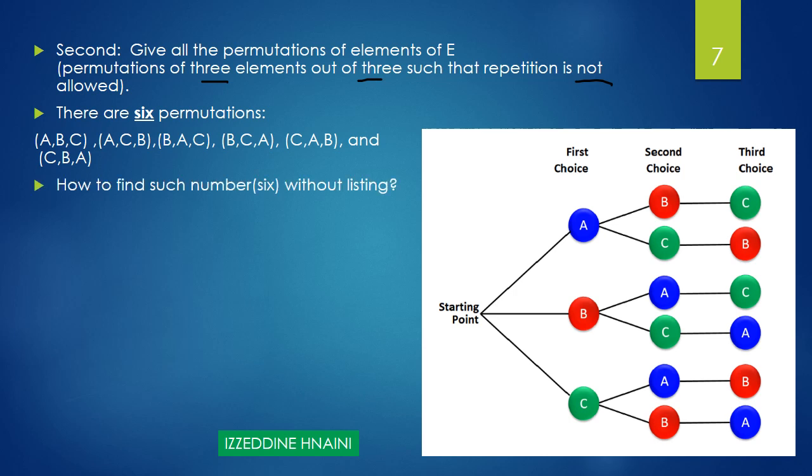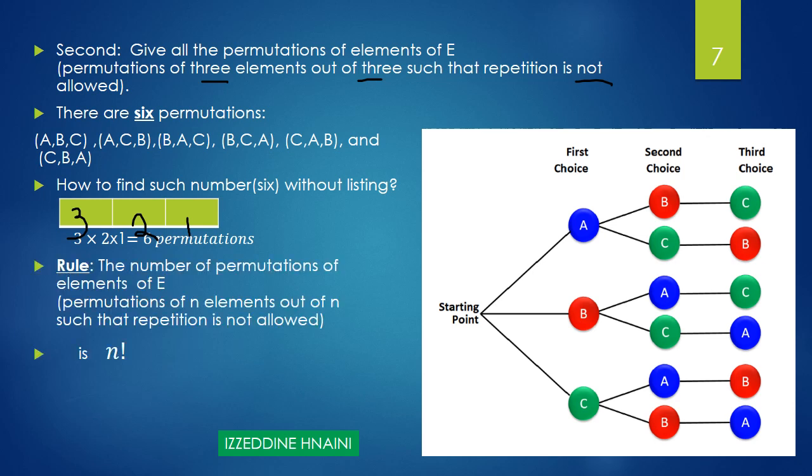How do we know the number of permutations in this case, that is the number 6? We put 3 boxes or 3 dashes. The first box may be A, B, or C, that is 3 possibilities, then 2 possibilities, then 1 possibility. So we get 3 times 2 times 1, that is 6 permutations.